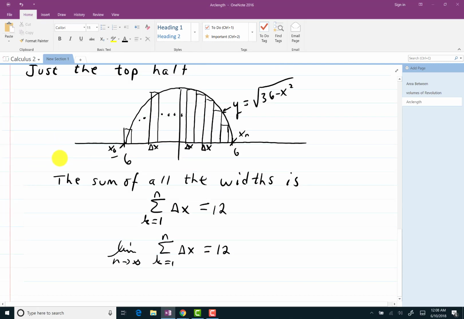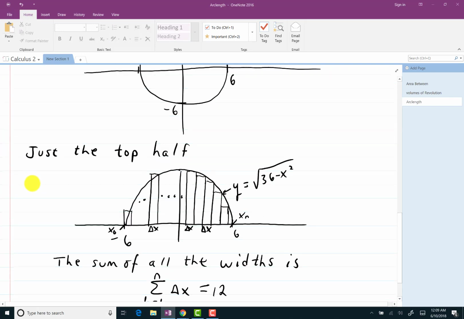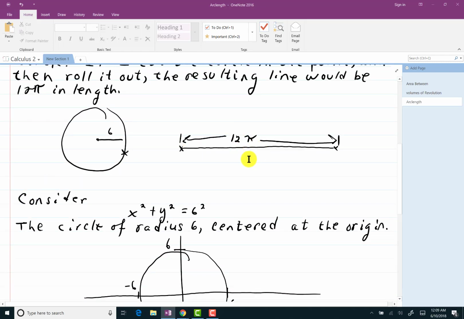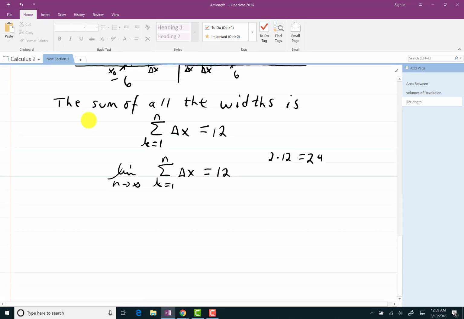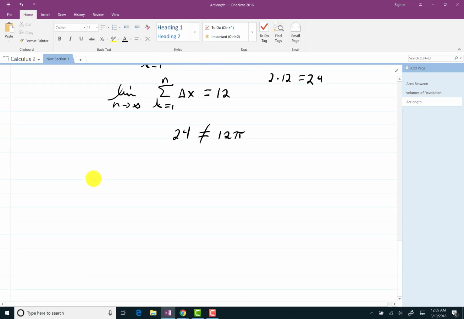Well, unfortunately, even if I multiply that by 2 times 12, that's 24. But the circle's circumference is 12 pi, which is more than 36 even. So what we have here is 24 does not equal 12 pi. So what we're doing for the other stuff is not going to work here. We need to adopt a new method. A new method is in order.